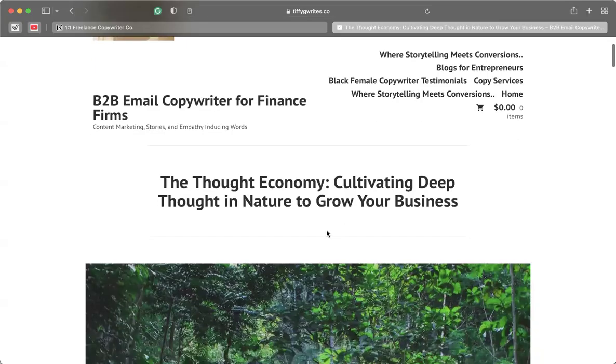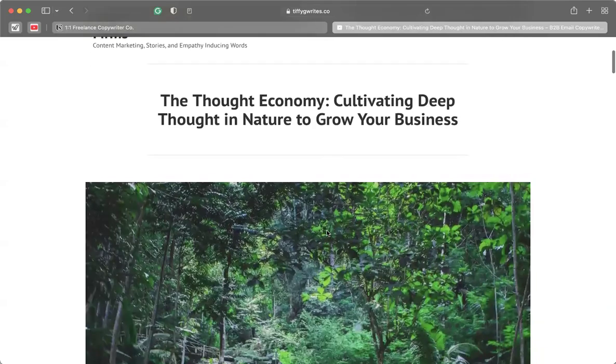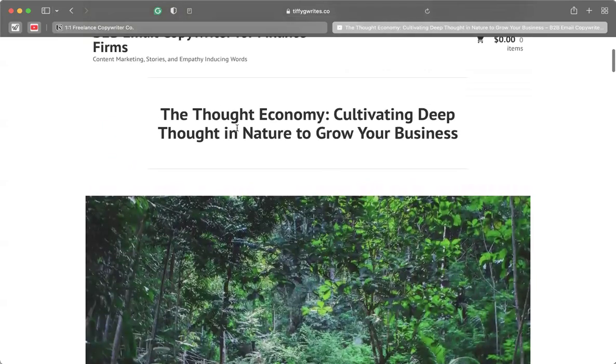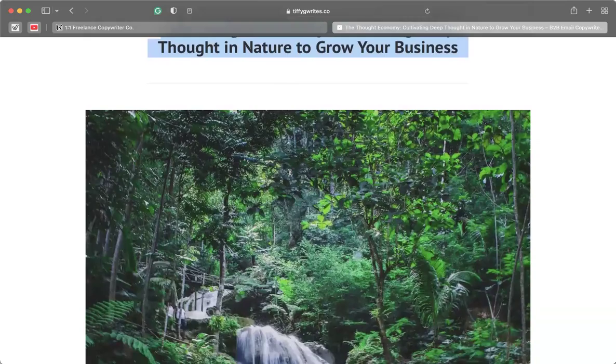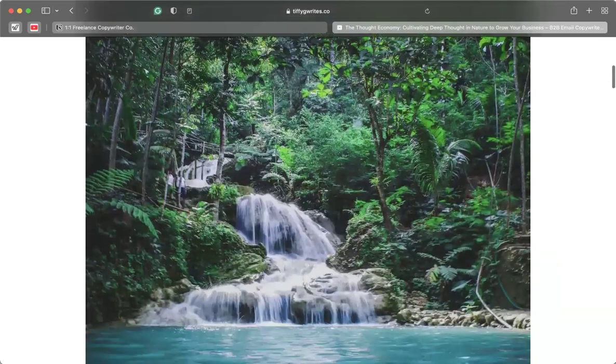So the thought economy, cultivating deep thought in nature to grow your business. The whole goal with this was that I wanted to provoke curiosity with this headline. I wanted people to be like, huh, the thought economy, I've never heard of that. And to look at it like, nature to grow my business, how does that work? So that's the psychology behind why I chose that headline.